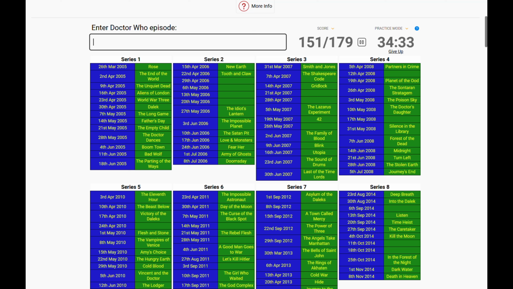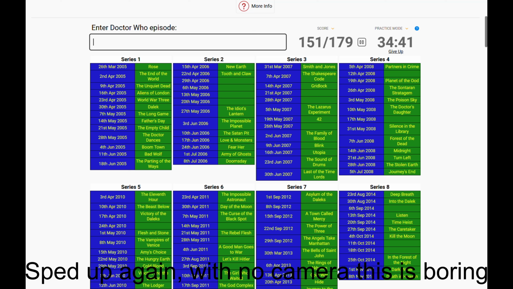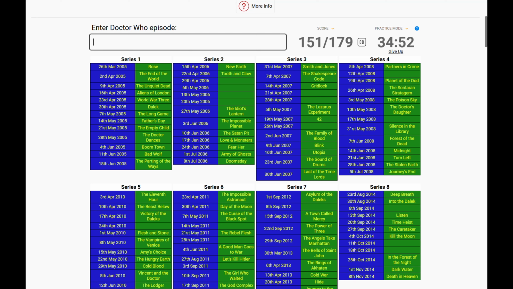Going into the Dalek does, Deep Breath does. This one's all about Danny. Caretaker, quite Danny heavy. Kill the Moon's to do with Courtney as a teacher. So another one with Courtney or something.